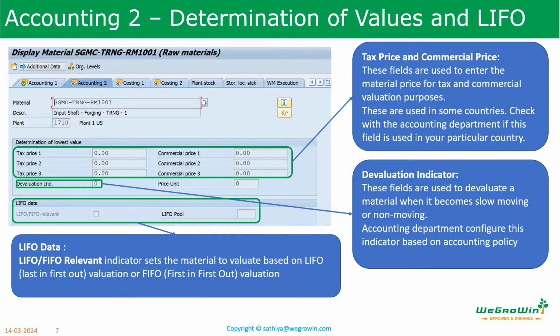Next is the LIFO. LIFO means last in, first out. So we know what first in, first out is; this is last in, first out. The last-in material will be consumed first. This is the policy where it will be used. This is used in some companies, but in general it is not used.